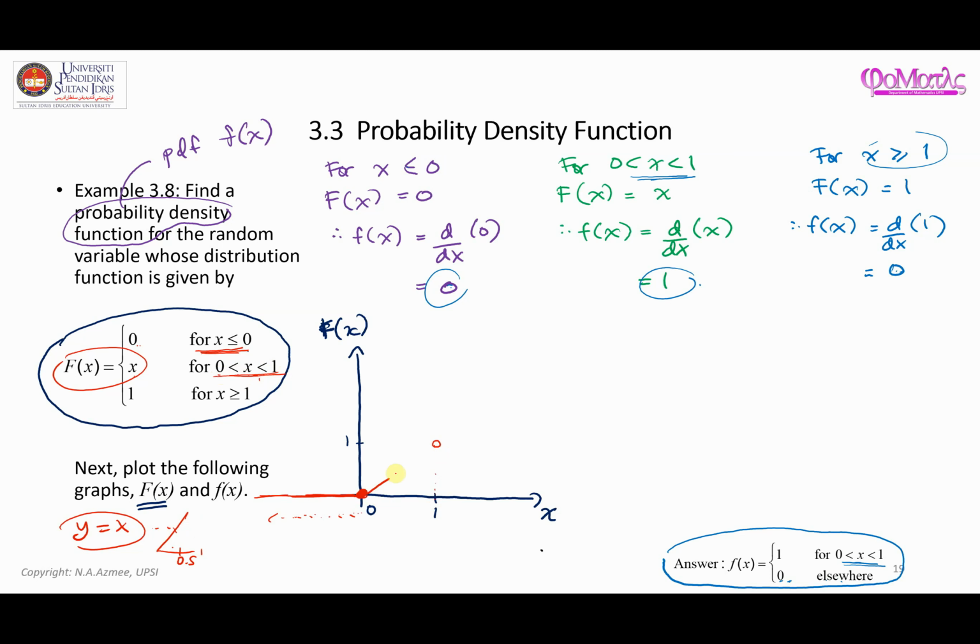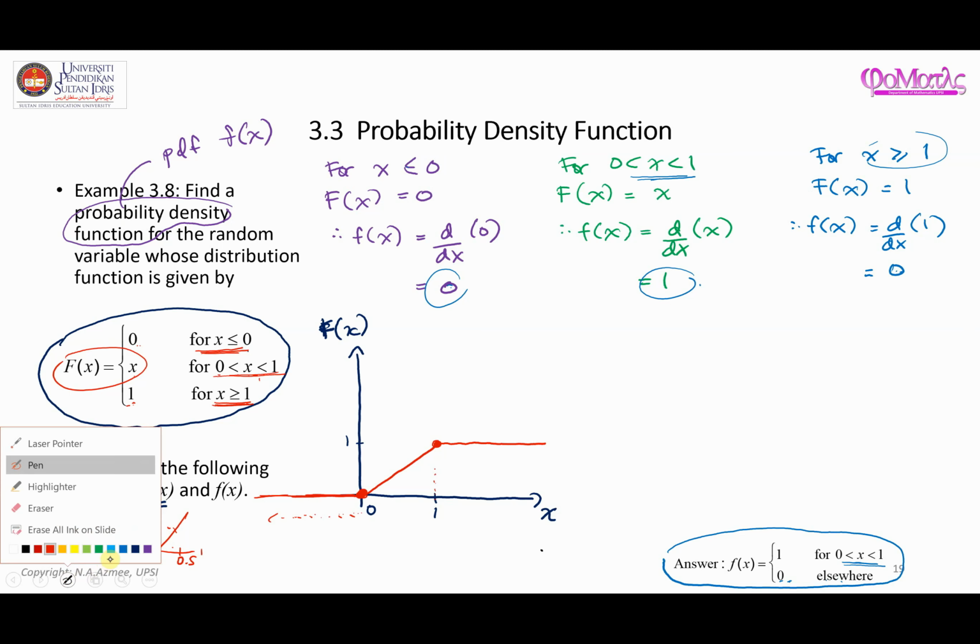The graph is going to look like this, a straight line. And when x is greater than or equal to 1, the value here is going to be 1. Therefore, at this point, we're going to have a full circle and we're going to go in this direction. So that is how the CDF looks.